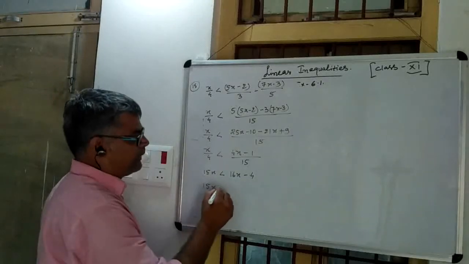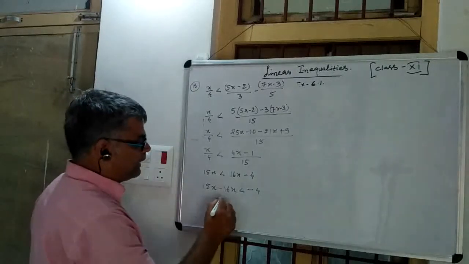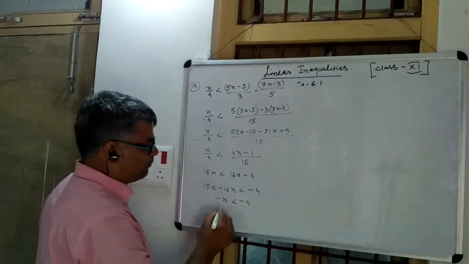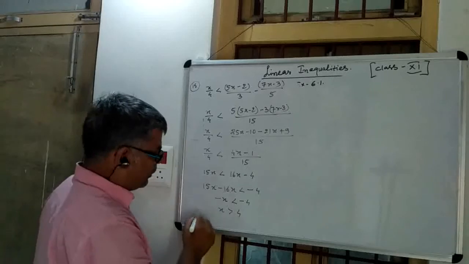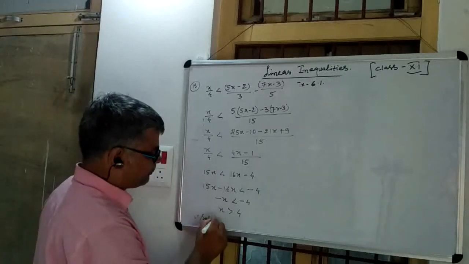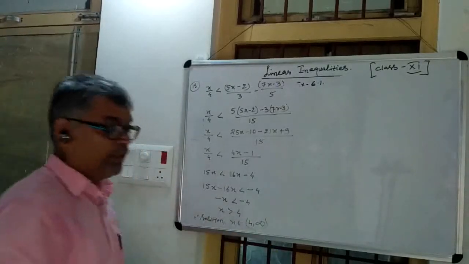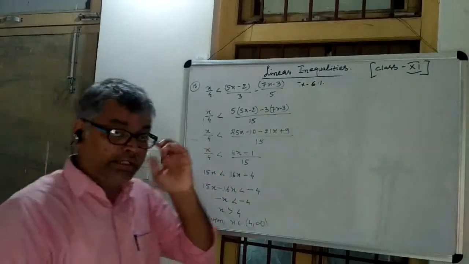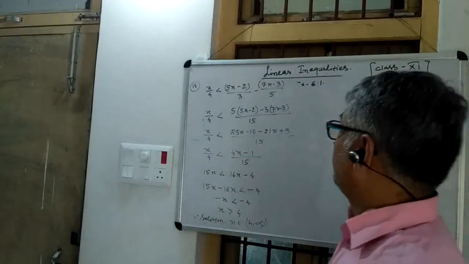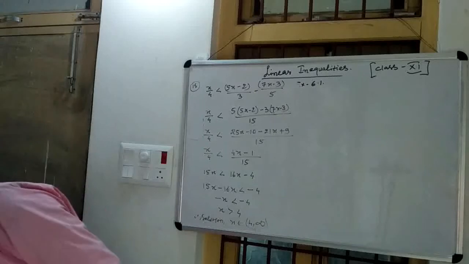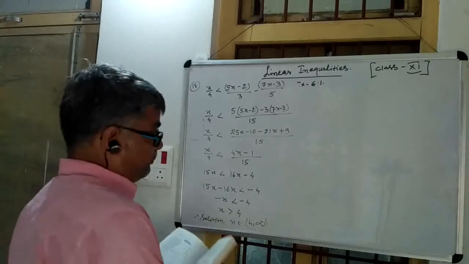Now again transposing, 15x minus 16x is less than minus 4. So it will become minus x is less than minus 4. Again by multiplying by a minus sign, we have x is greater than 4. So its solution will become x belongs to open interval 4 to infinity. By this method you can solve this type of inequality. So this is the solution of question number 15. Now let's see question number 16.